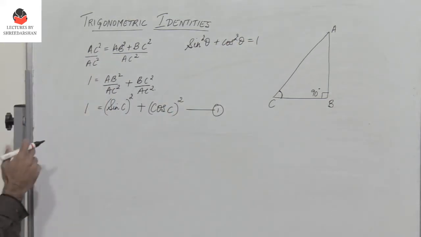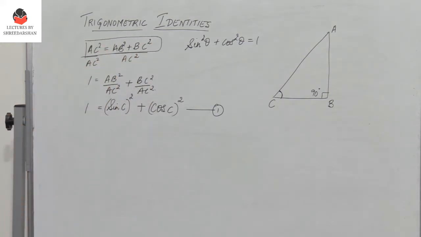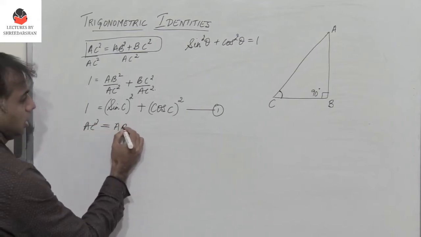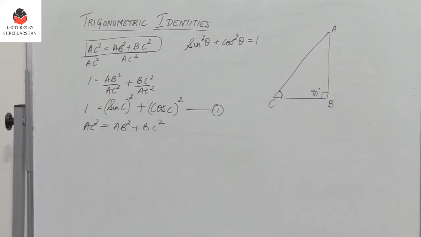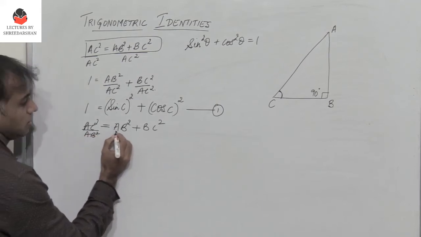Next, let us again consider this expression, AC square equals AB square plus BC square. To get the first relation, what did we do? We divided it by AC square. And now to get the next relation, let me divide it by AB square. So dividing LHS and RHS by AB square.